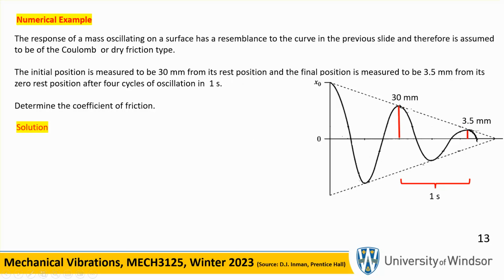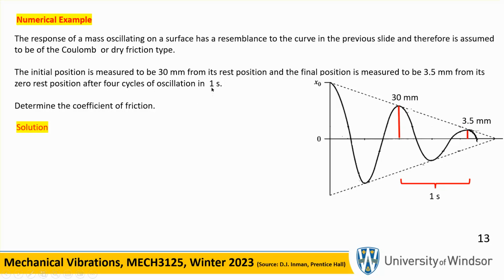It would have been better if I took this 30 and wrote it here, and this 3.5 wrote it there, but anyway, we didn't do that. So it says the initial position is measured to be 30 millimeters from rest position. You might say, hey, wait a minute, that's not the initial position, the initial position is here. That's why I said it's better if I put the 30 there. And the final position is measured 3.5 from the zero rest position after 4 cycles. So four cycles of oscillation in 1 second.